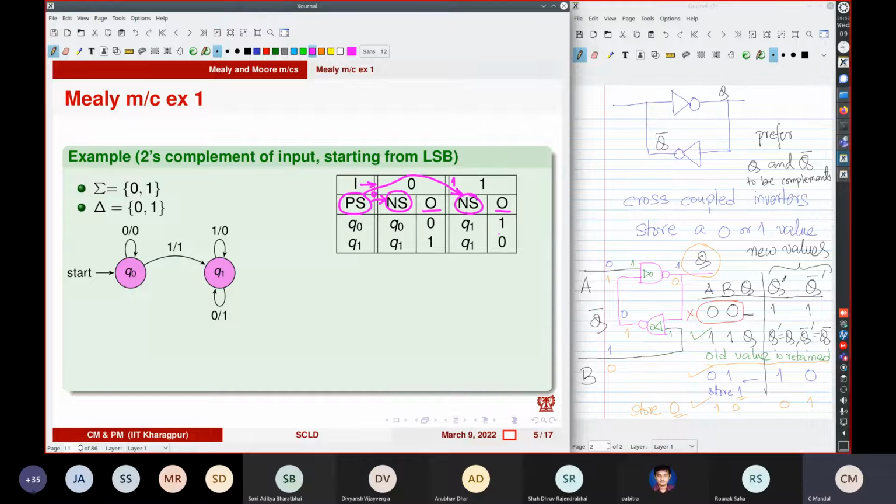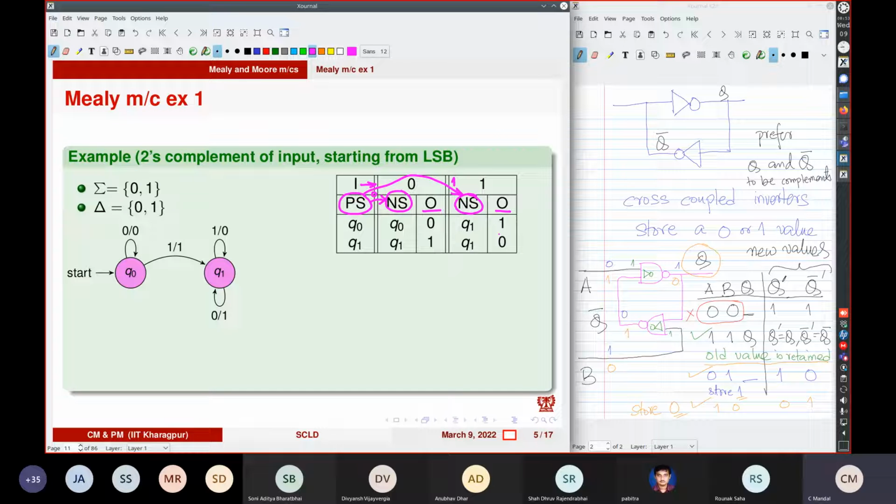And if the state is Q1, then the next state is always Q1. So if the input is 0, the output is 1. If the input is 1, the output is 0. All right.